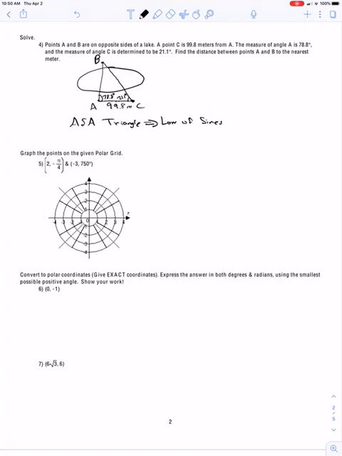Well, the question said find the distance between points A and B. So I'm going to find that distance here. So in our drawing, if you want, we can label that. Right, here's our unknown. Let's find this side here. So C, right, would equal, C equals distance between points A and B.